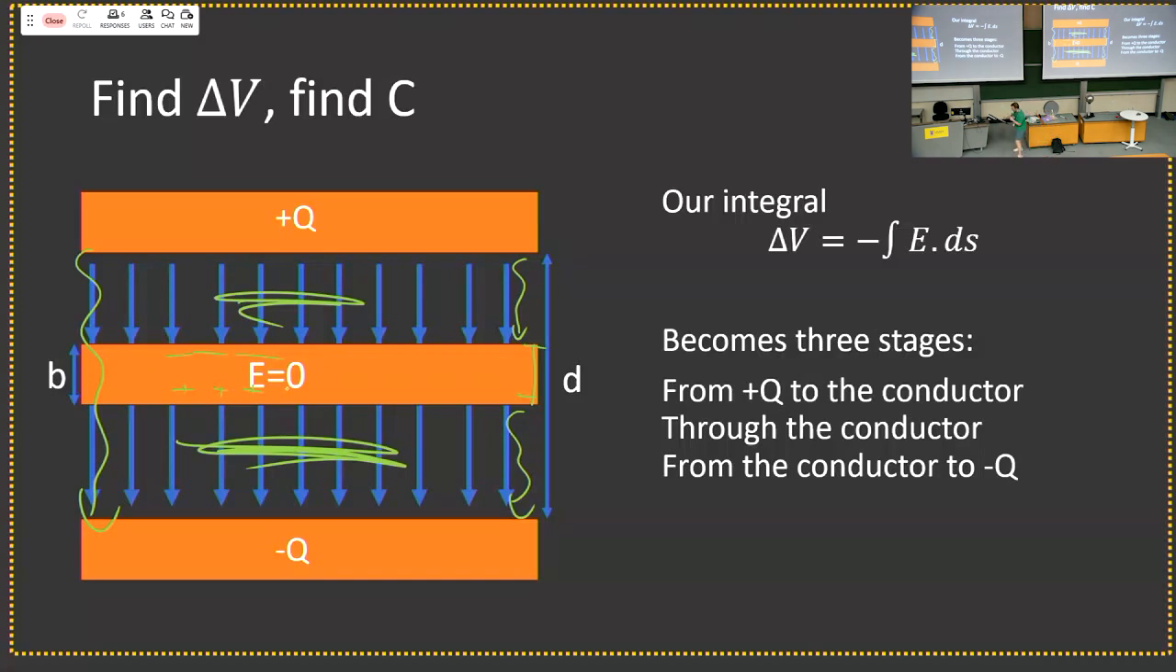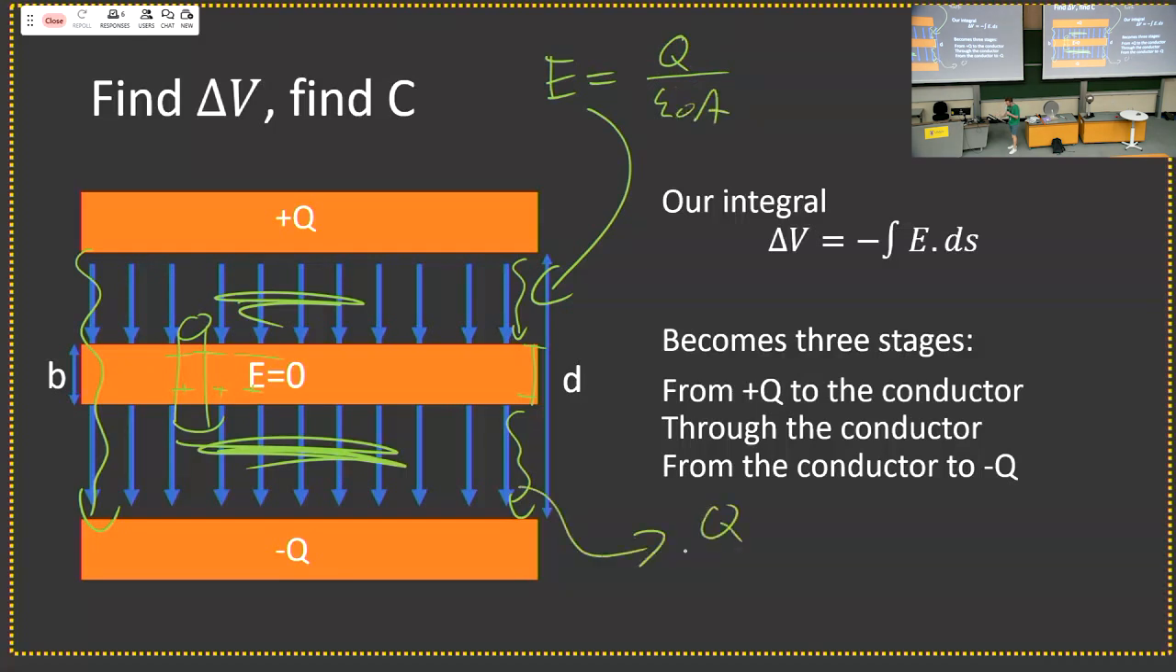Or you could just use Gauss's law: charge enclosed is 0 because there's a positive side and a negative side. Either way, the important thing is that the actual conductor only has 0 electric field in it. It doesn't change the electric field anywhere else. The electric field here is still E equals Q over epsilon naught A, and it's still Q over epsilon naught A over here too.